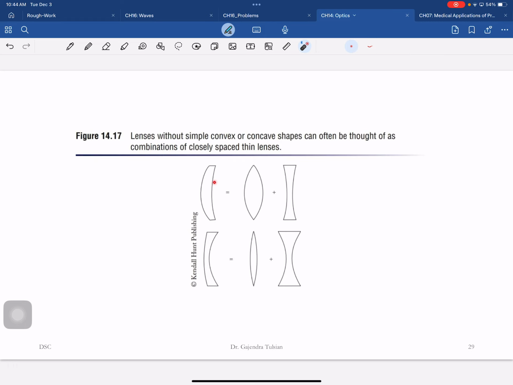Oftentimes you'll have lenses like this. This lens can be thought of as the sum of two lenses, a convex and a concave. So let me try and draw. So that one lens is this lens plus that lens, and that's what's shown here. And so this lens is that lens plus this lens.